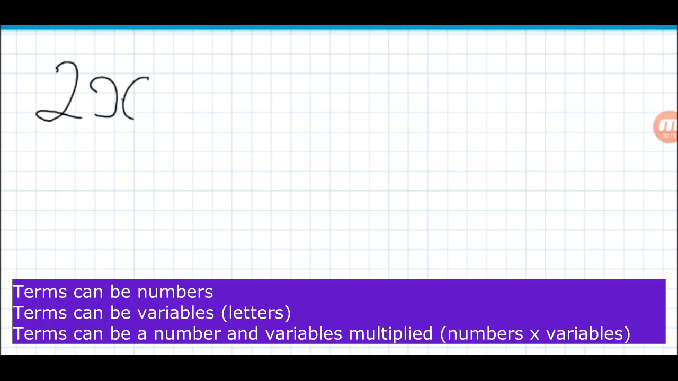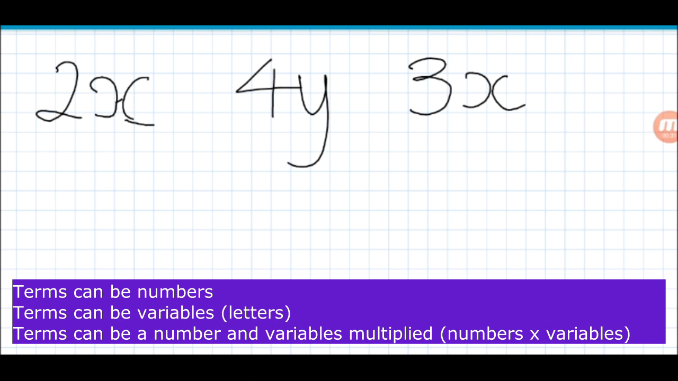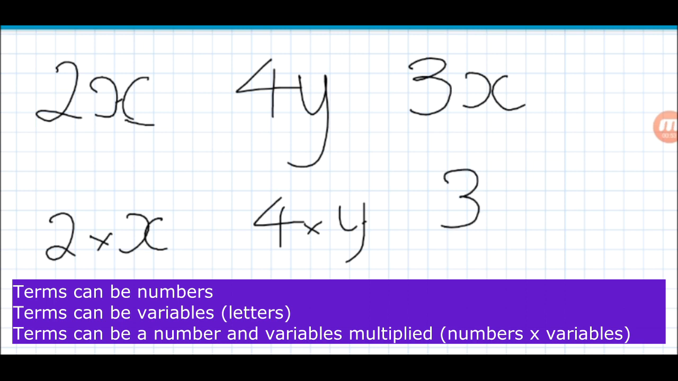2x is a term. 4y is a term. 3x is a term. Okay, if we look at these three terms here, what do they mean? 2x just means 2 times x. 4y means 4 times y. 3x means 3 times x.